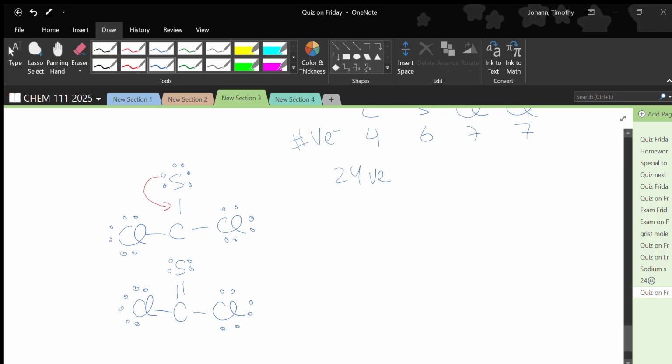All right, and as a final check, I'm going to practice counting to 8. 2, 4, 6, 8 around chlorine, it's happy. 2, 4, 6, 8 around the other chlorine, it's happy. 2, 4, 6, 8 around carbon, it's happy. 2, 4, 6, 8 around sulfur, it's happy. Okay?